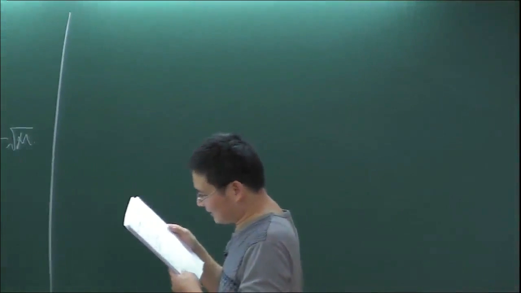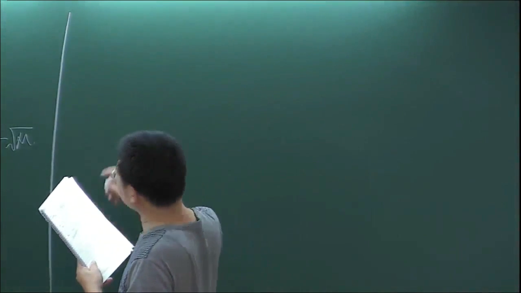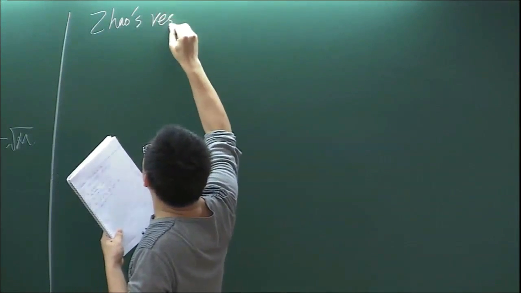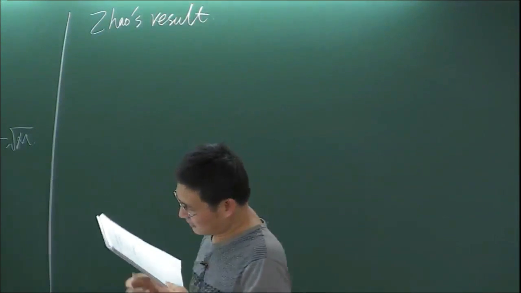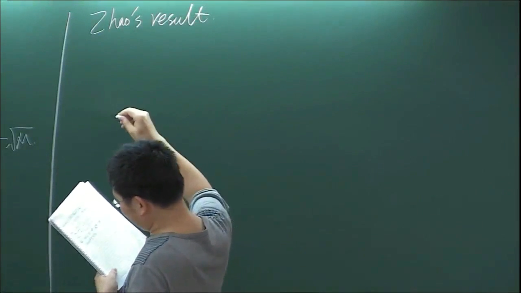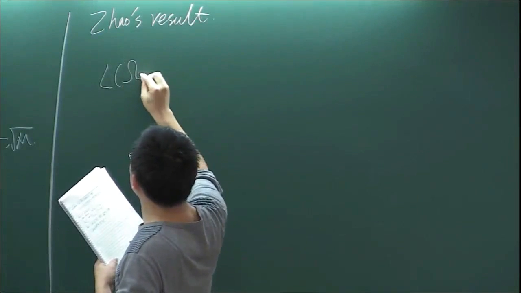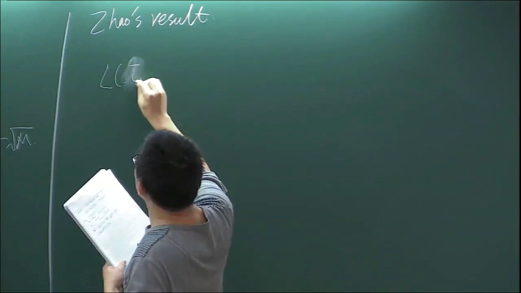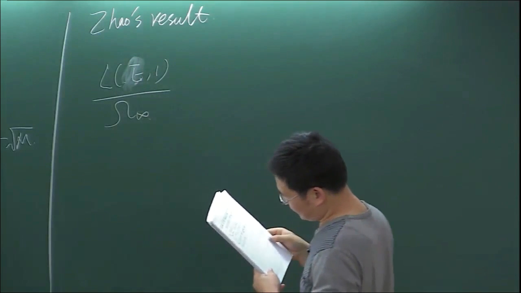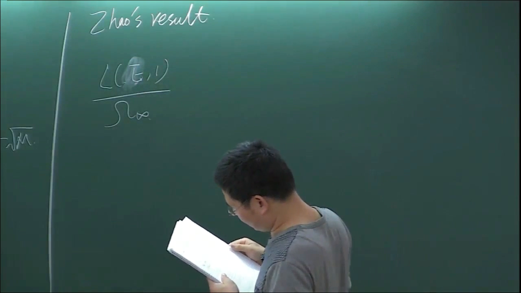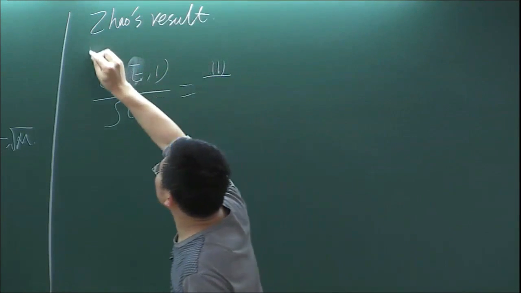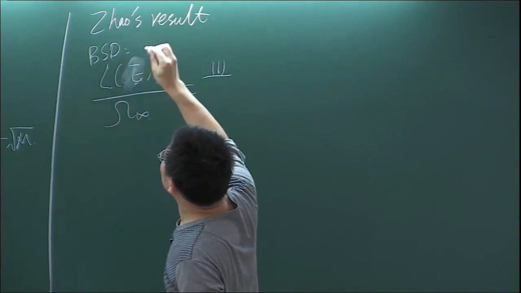my supervisor's result, Zhao's result, because you have L omega in L E1 over omega infinity. This is equal to, this is the BSD conjecture. This is the BSD conjecture.